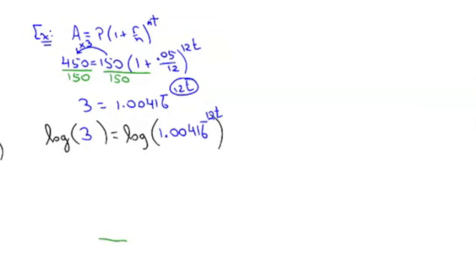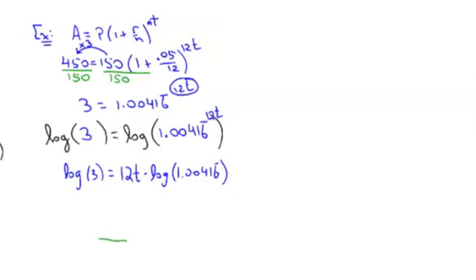Is 12 on the inside of the parentheses? Yeah, it's inside the parentheses. I just ran out of room. So this side becomes log of 3, and this side becomes 12t times log of 1.00416 repeating. We'll decide how many decimals we need, or how many our calculator will take.